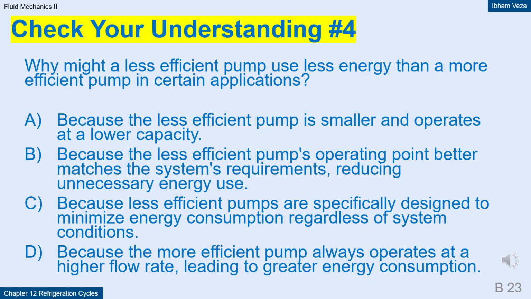Explanation of incorrect options. Option A. The size or capacity of the pump does not inherently determine energy usage. It depends on how well the pump matches the system's operating conditions. Option C. Less efficient pumps are not designed to minimize energy use. Their reduced energy consumption in this scenario comes from better alignment with system demands. Option D. A more efficient pump does not always operate at a higher flow rate. Efficiency relates to energy transfer, not necessarily the flow rate.